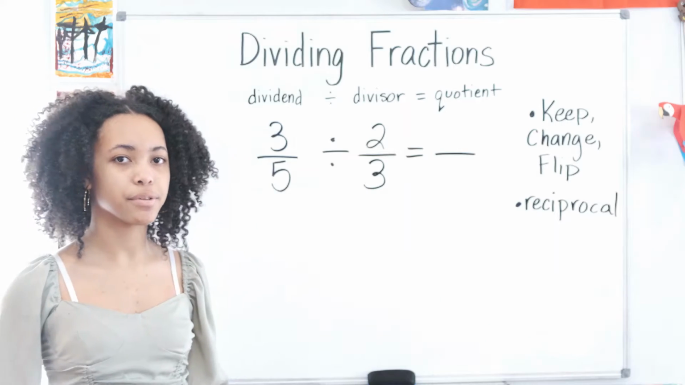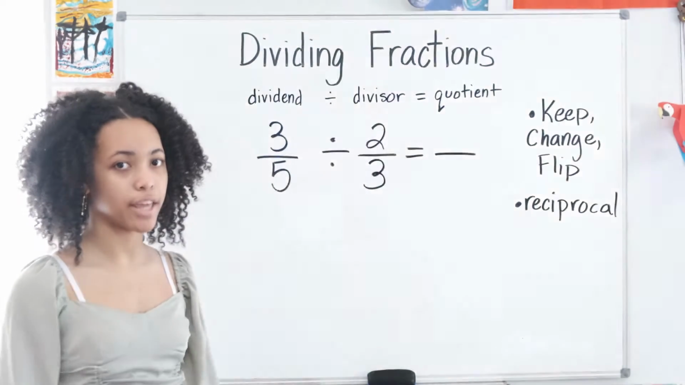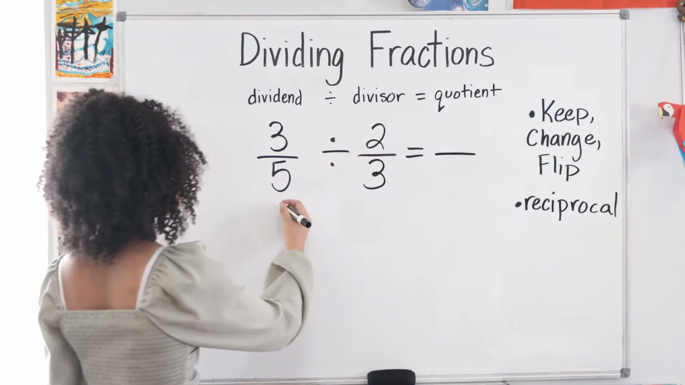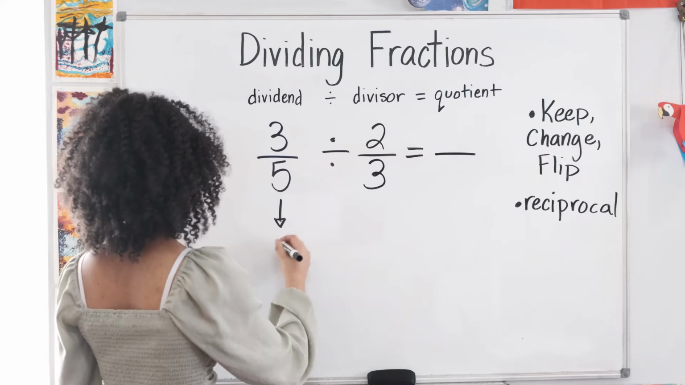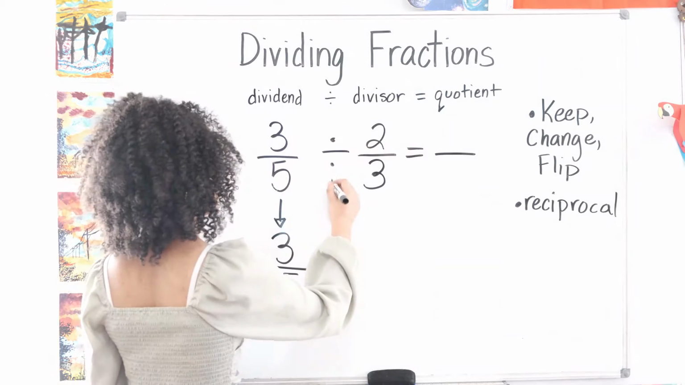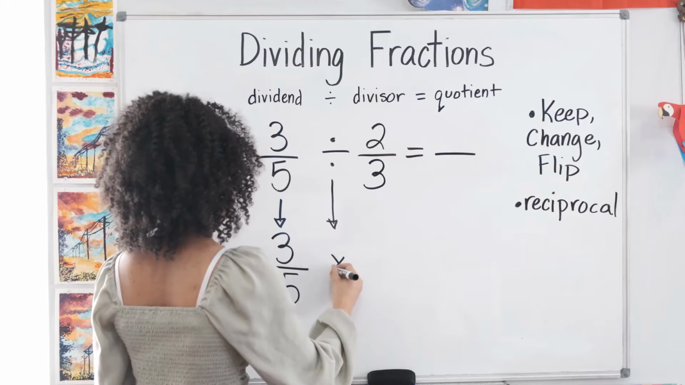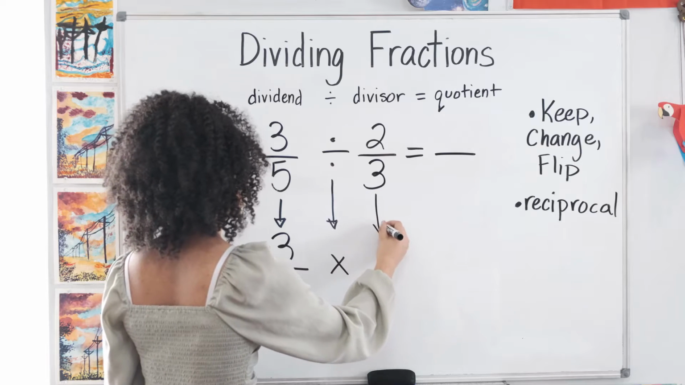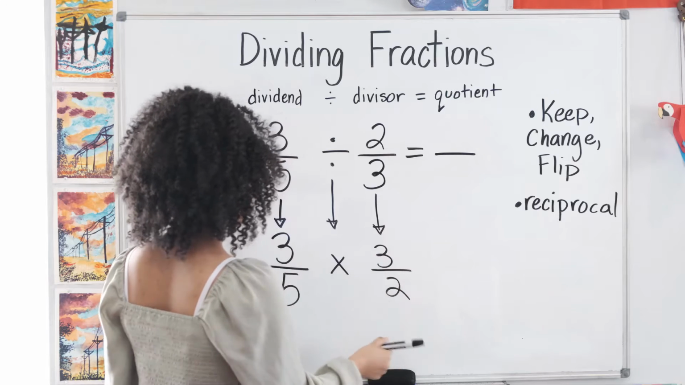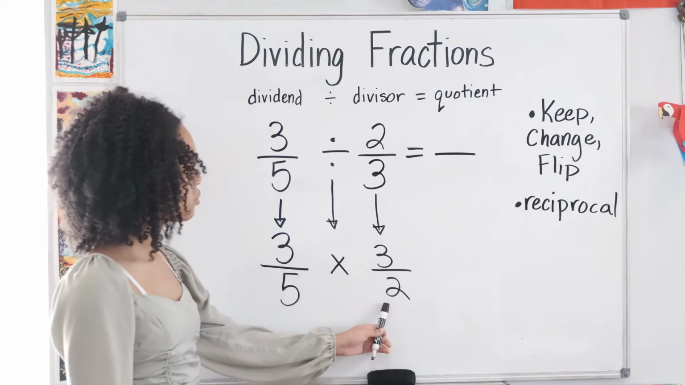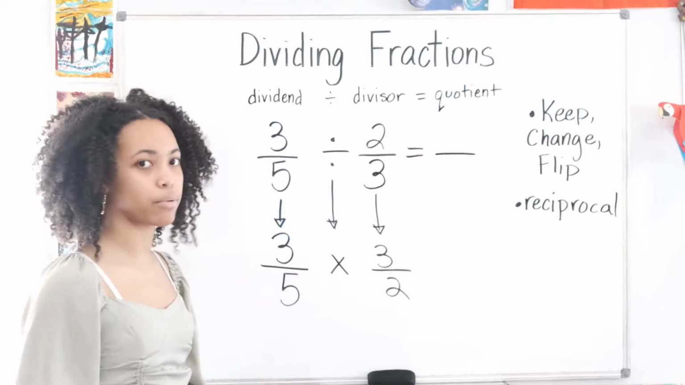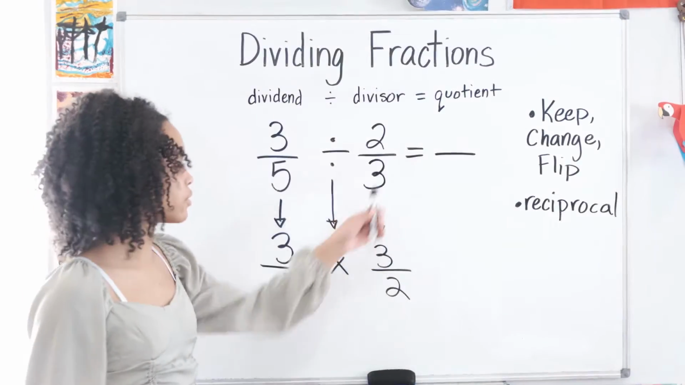The process that we're going to use is called keep, change, flip. And I'm going to show you how to do that. Basically, what we do is we keep the 3/5, we keep the dividend the same. We change the division sign into a multiplication sign, and then we flip the 2/3. So 2/3 becomes 3/2. The 3 becomes the numerator, and the 2 becomes the denominator. And another word for that is called its reciprocal, basically the opposite of 2/3.